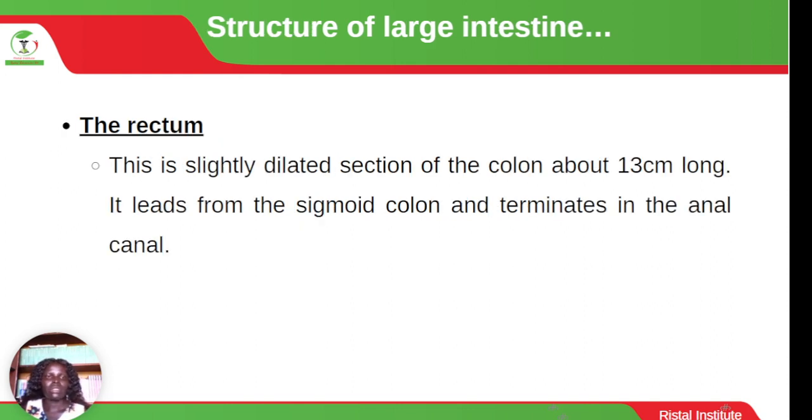So the rectum is a slightly dilated section of the colon, about 13 centimeters long. It leads from the sigmoid colon and terminates in the anal canal.